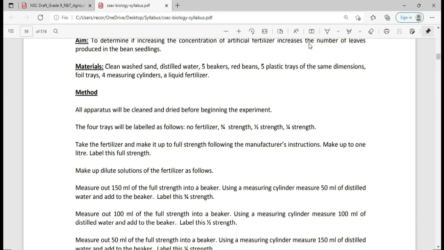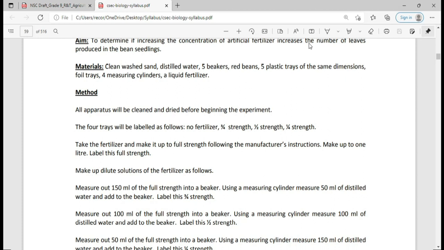Let's look at the method and how the method/procedure is somewhat different than it would have been for the rest of labs you have been writing. All apparatus will be cleaned and dried before beginning the experiment. Here you observe that we are writing in future tense. What is it that we are going to do? What is it that is expected to be done?